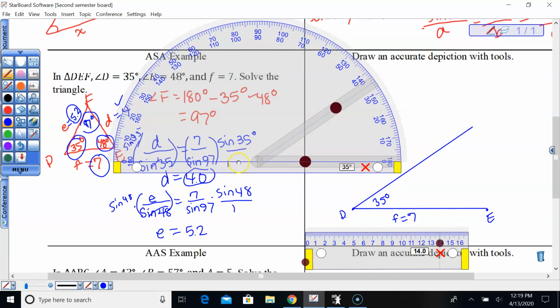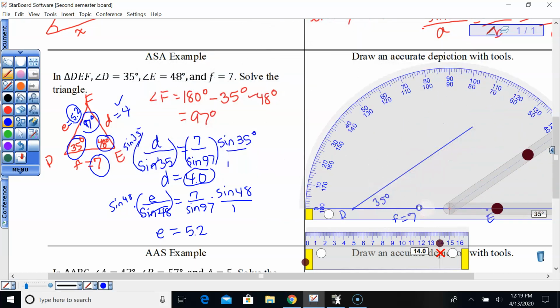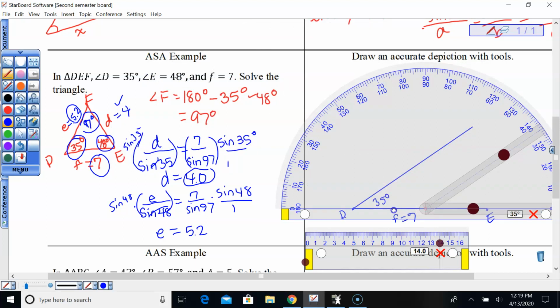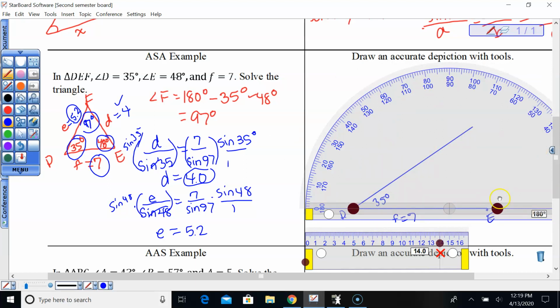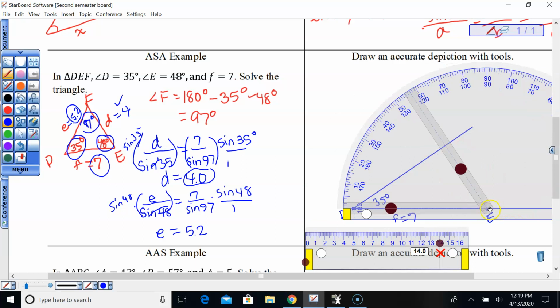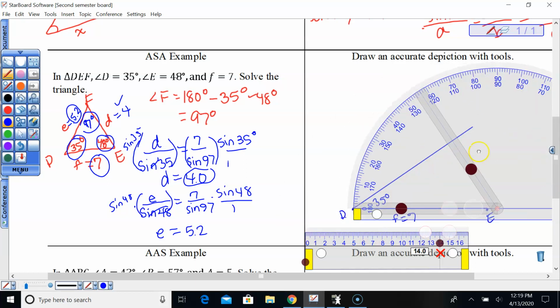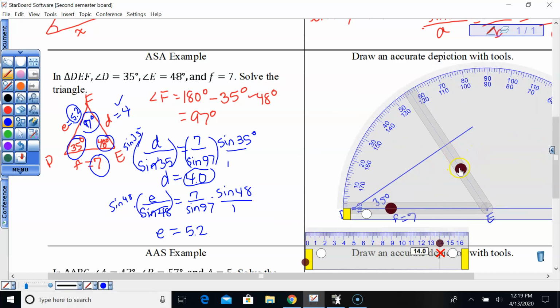And now I'm going to go to the other end of this line here. Well, let me zoom some things around here first. So I'm going to get at the end of that one, and I'm going to start here at 0, and I'm going to go up 48 degrees. So 10, 20, 30, 40, 45, 46, 47, 48. Okay, so that's 48 right here. So I'm going to make a mark.